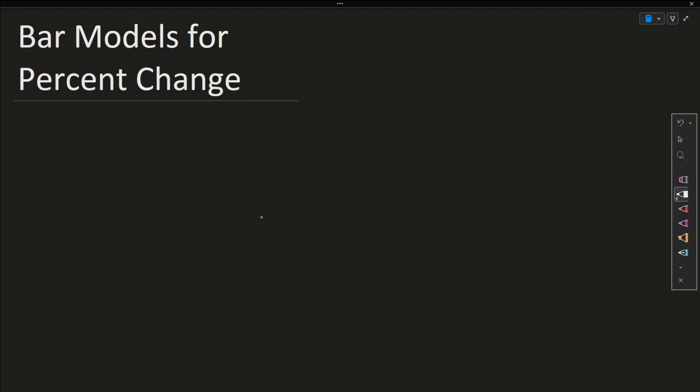Welcome. In this video, we're going to model percent change using bar models. A bar model is a visual way to represent the original amount as 100%. Then we can add pieces on for an increase or cross out pieces for a decrease. Here's the basic process.